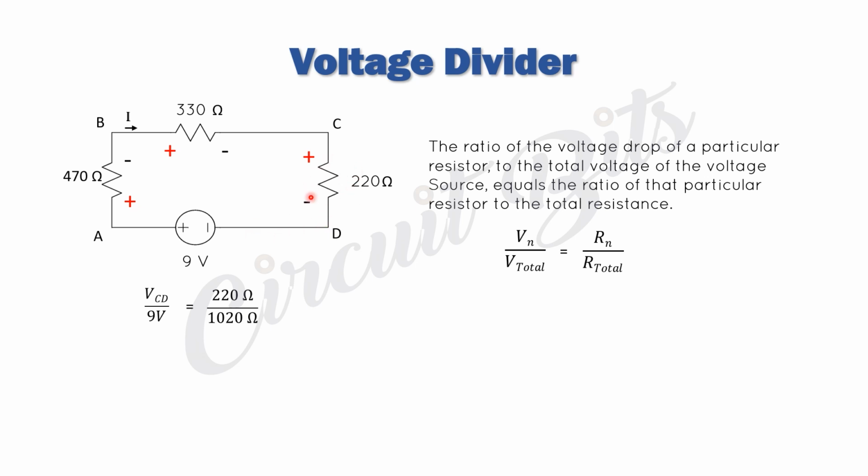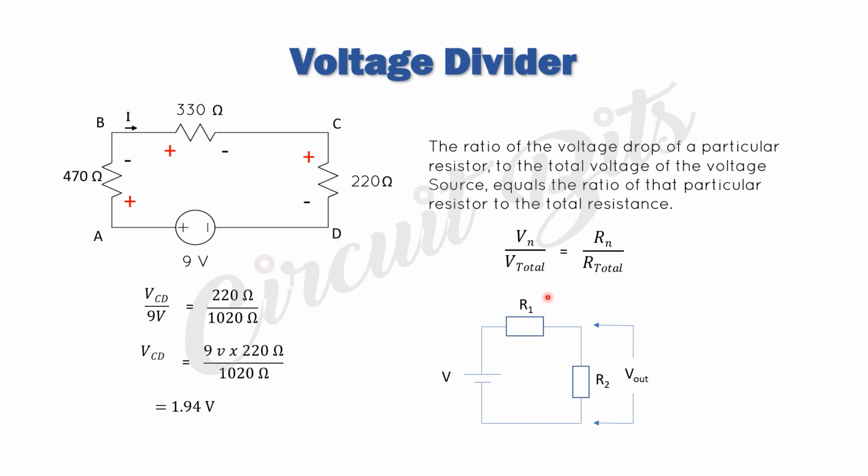We're considering this resistor of 220 ohms. VCD divided by 9 volts can be equated to the resistance of VCD divided by the total resistance. Both ratios are equal. If we make VCD the subject of the formula, we find VCD to be 1.94 volts, which means if you put your red probe here on your meter and the black probe on the negative of this circuit, you're going to have 1.94 volts.